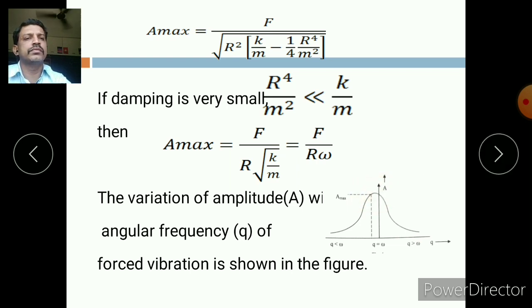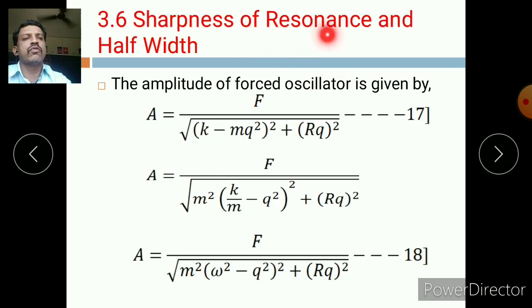Okay. Now sharpness of resonance and half width. The amplitude of forced oscillator is given by A equals F upon under root (k minus m q square) bracket square plus (r q) square. So already I have told this is an important equation of amplitude. Every time, everywhere we use it.